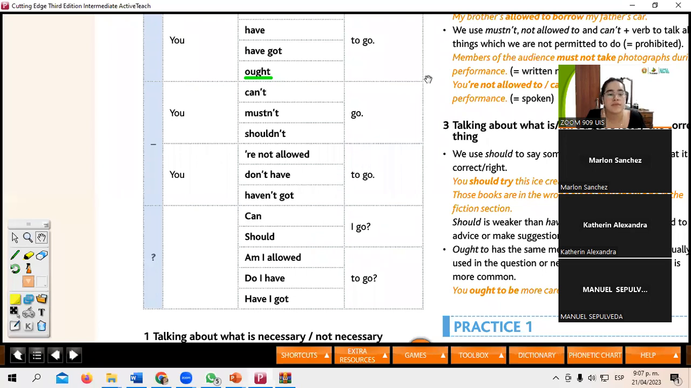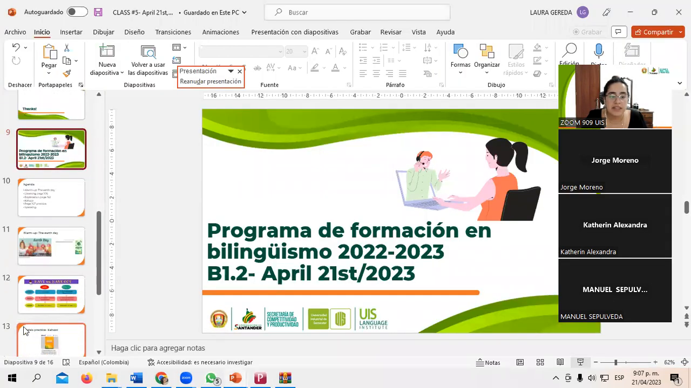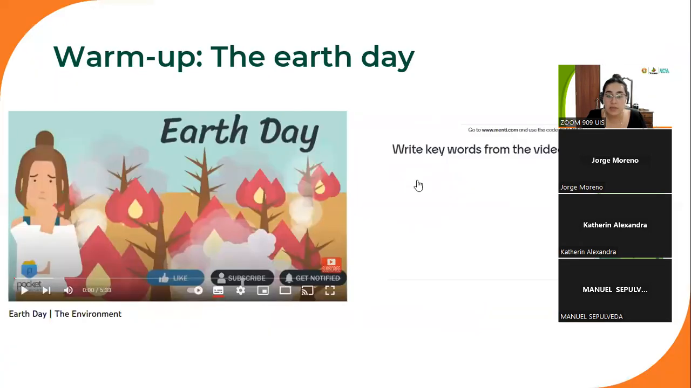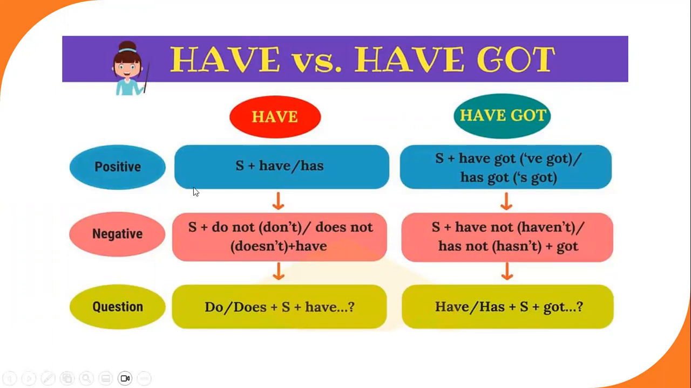Yes? Which is the difference between have to go and have got to go? Yes, okay, let's check. Actually, there is not a difference in meaning. No hay diferencia en significado, okay? The meaning is exactly the same. Let's take a look at this explanation.